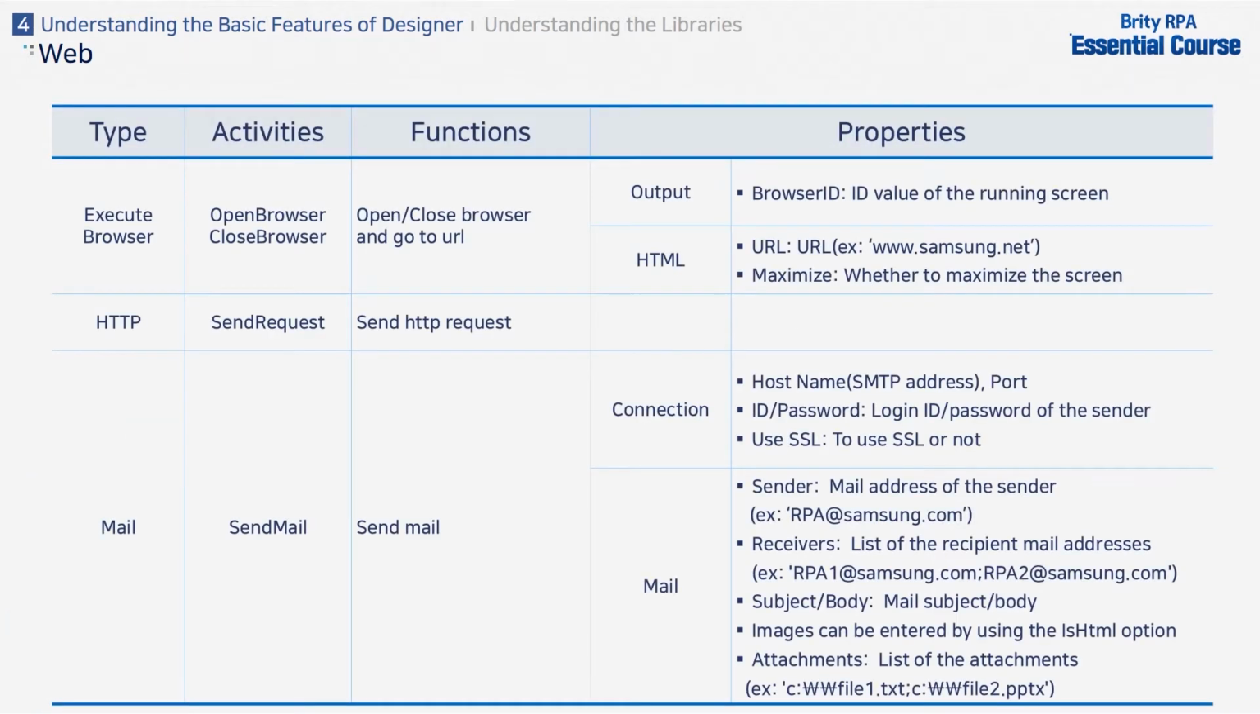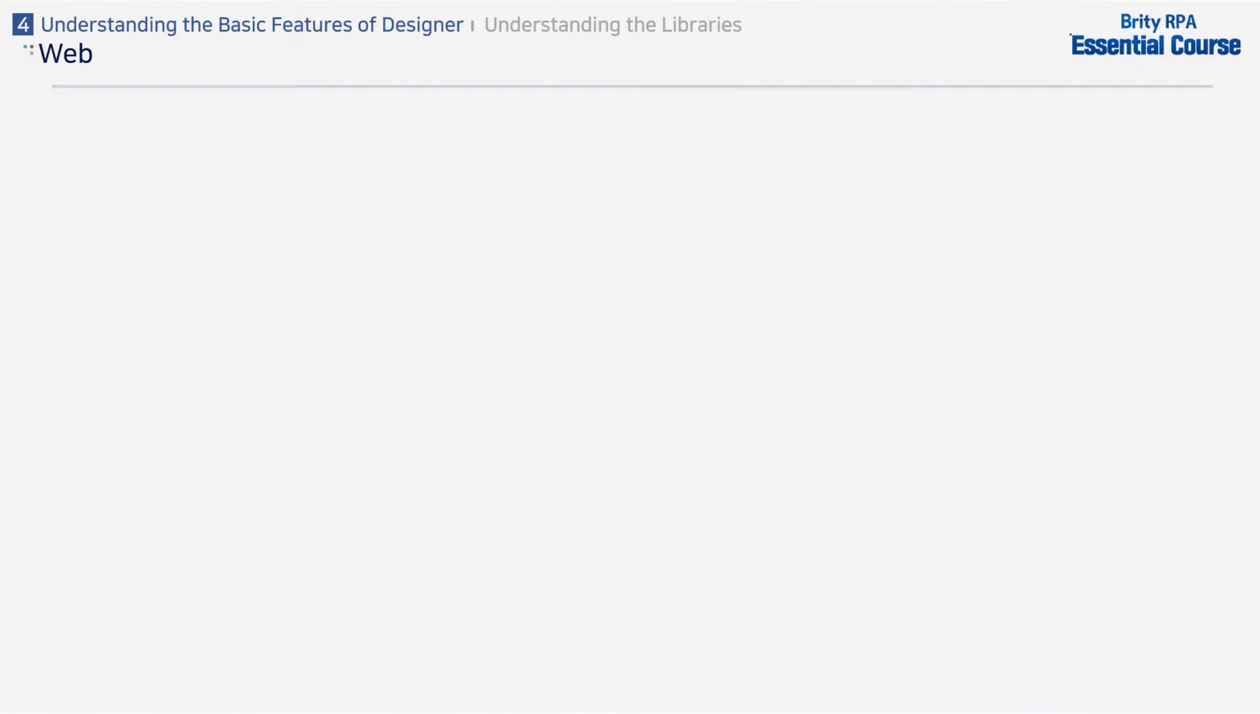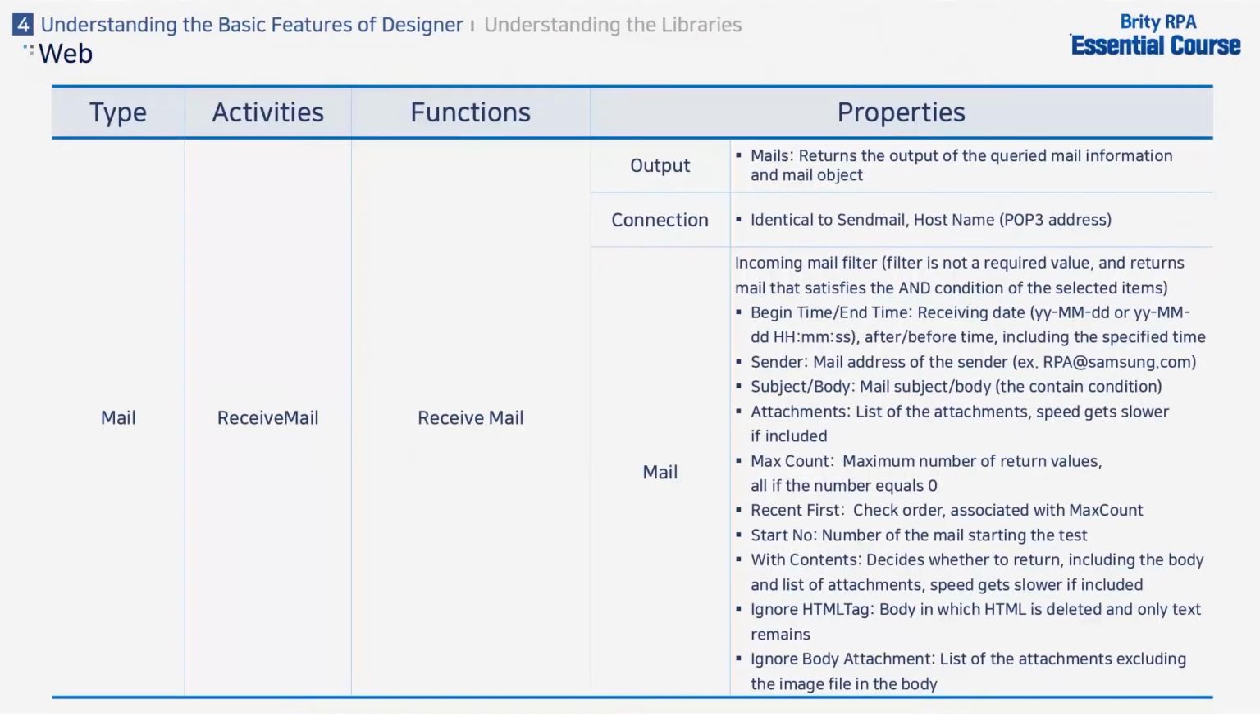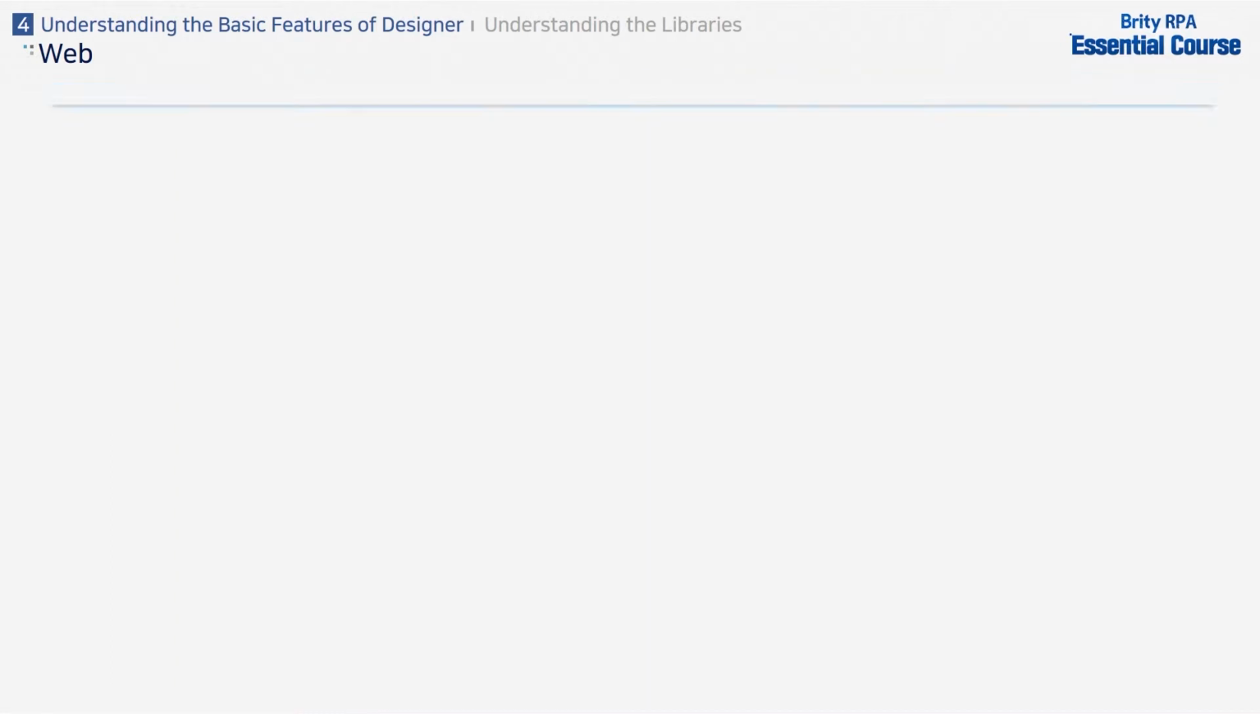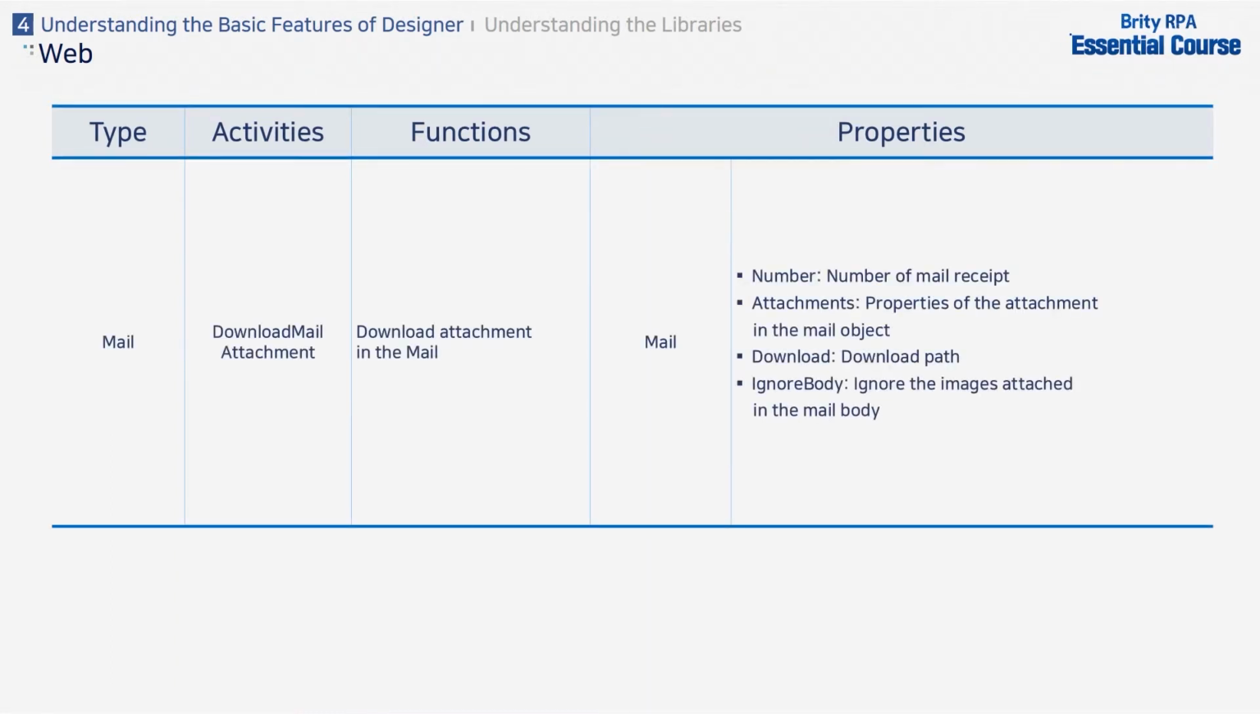Common activities of the Web Library include the Open Browser and Close Browser activities that are used to open and close the web browser. The Send Request activity is used for HTTP requests, and the Send Mail activity is used to send mails. Also, there is an activity used to receive mails. And there is the Download Mail Attachment activity, the activity related to the attachment download.